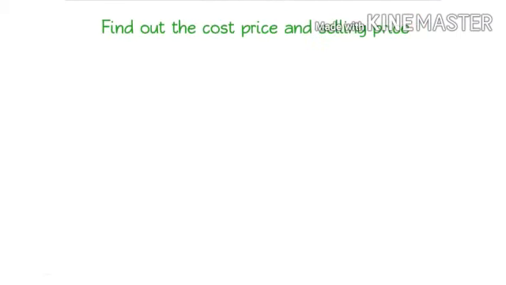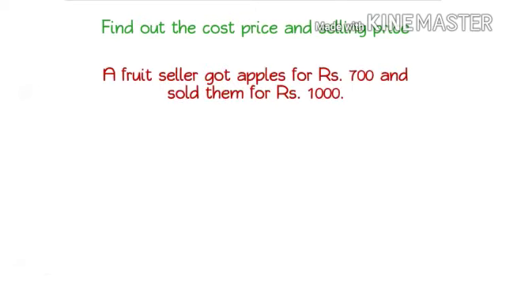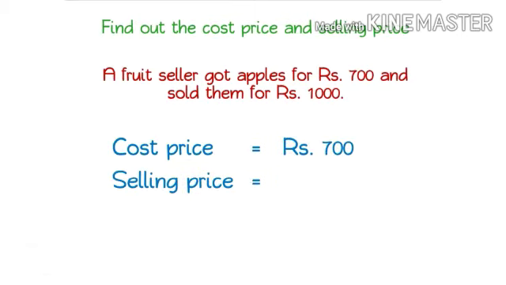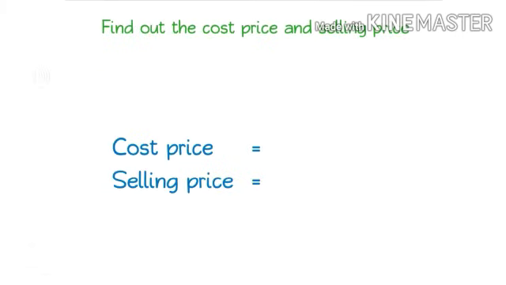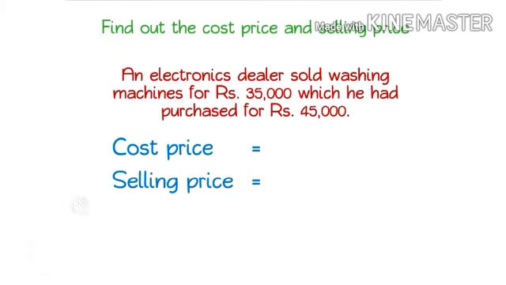Find out the cost price and the selling price. A fruit seller got apples for rupees 700 and sold them for rupees 1000. Here the cost price is rupees 700 and the selling price is rupees 1000. An electronics dealer sold washing machines for rupees 35,000 which he had purchased for rupees 45,000. Here the cost price is 45,000 rupees and the selling price is 35,000 rupees.